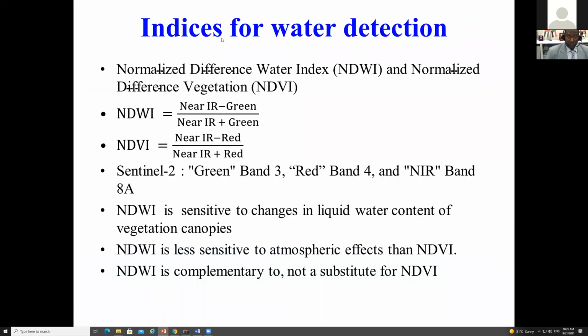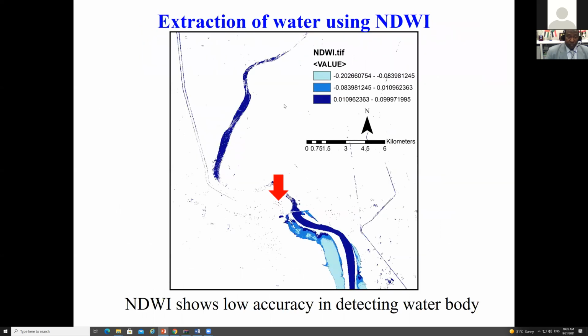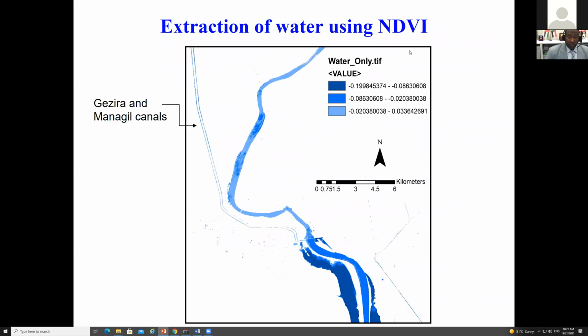So what we did, we used indices for water, like the normalized difference water index. Maybe all of you, or the majority of you, are familiar. We used also NDVI to extract water. Both of them provide a good output, but as you can see here, if we use the normalized difference water index, we find misclassification in some areas, not classified very well. While if we use the normalized difference vegetation index, we find it very good in extracting water.